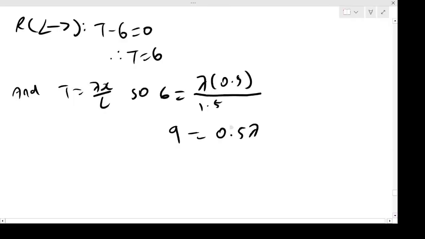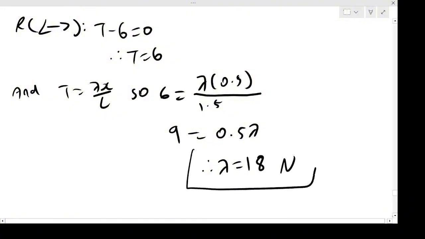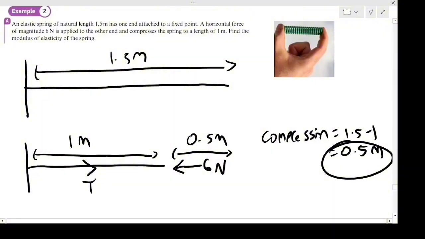Therefore lambda equals 9 divided by 0.5, I get 18. So 18 there. And the units is newtons, by the way, for modulus of elasticity, but there we are. That is my modulus of elasticity. Okay, so hopefully that makes sense.